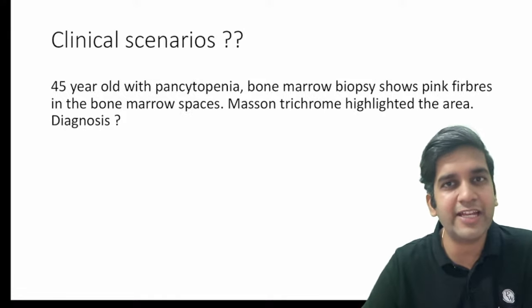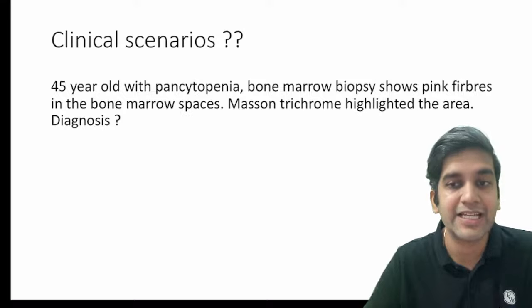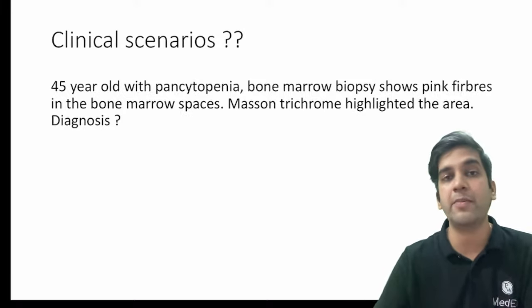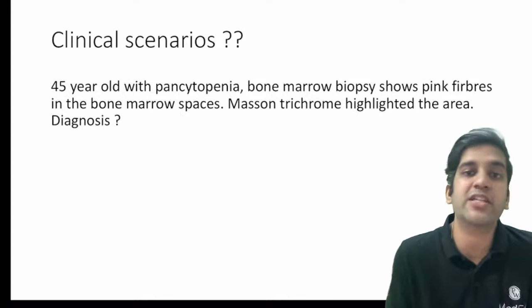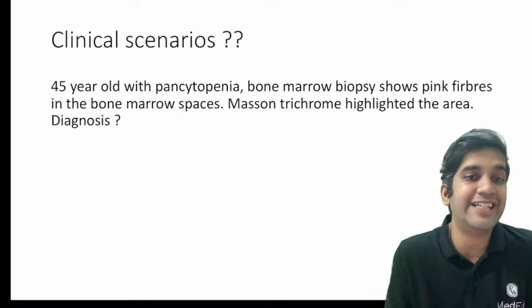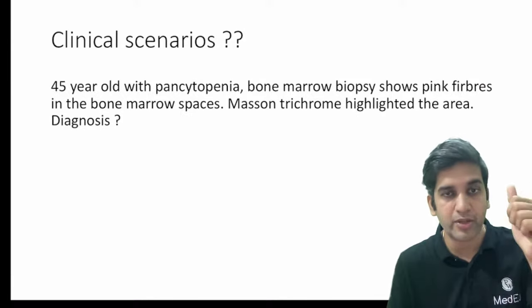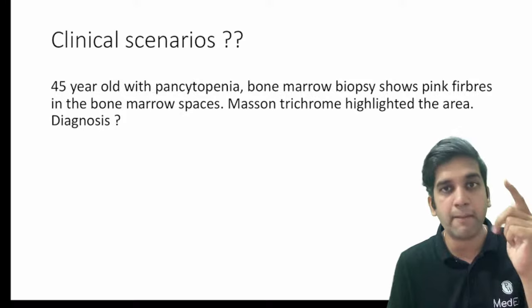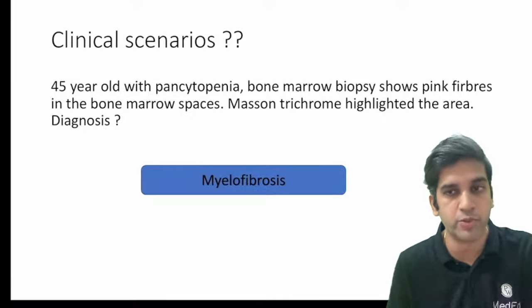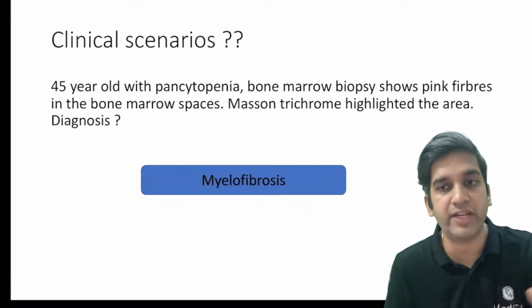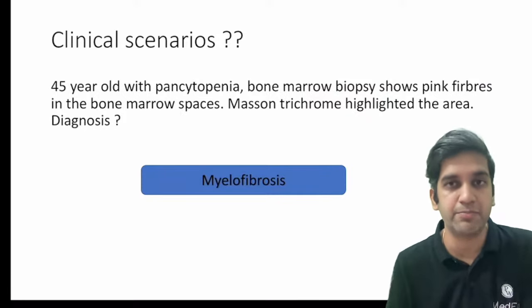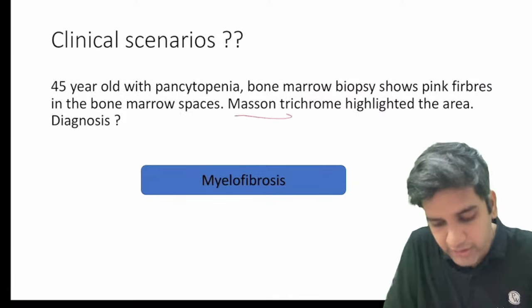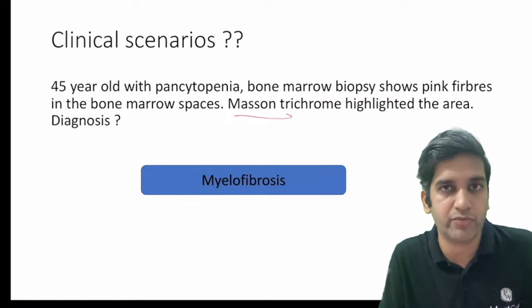So collagen is seen in any fibrosis. Perfect. The answer is it cannot be Gaucher's. Gaucher's will not be Masson's trichrome positive, and a 45-year-old is not the ideal presentation for Gaucher. Gaucher will present very early in life. So take the clinical scenario: an elderly person, pancytopenia, bone marrow biopsy showing Masson's trichrome positive, it has to be myelofibrosis. Bone marrow fibrosis, that's myelofibrosis. That's as simple as that. This is the only thing we learned, but we can easily solve a question based on it.